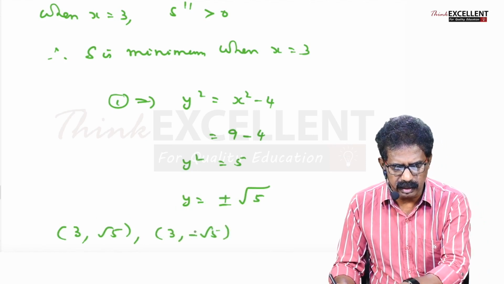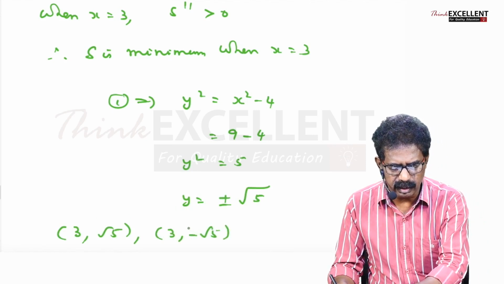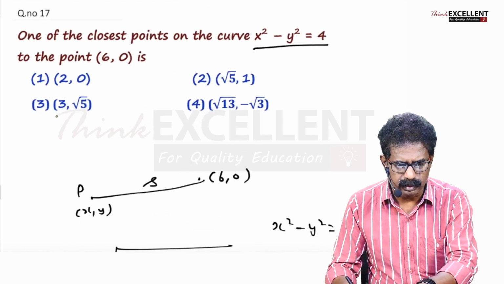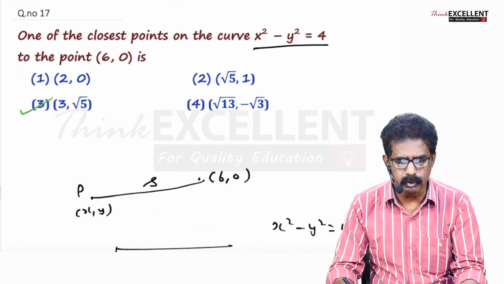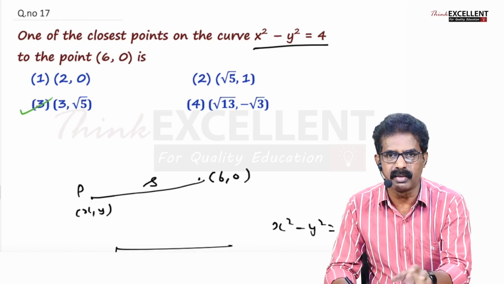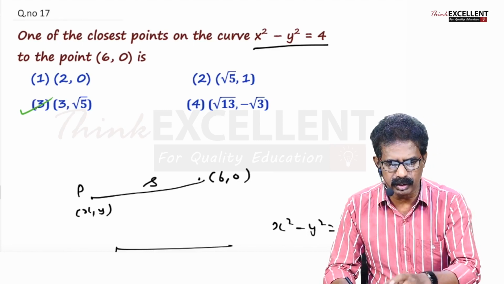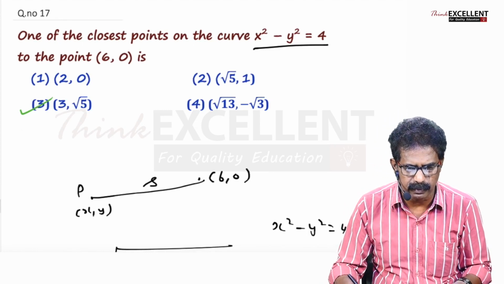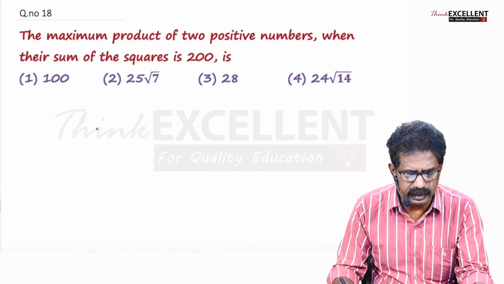So the points are (3, root 5) and (3, minus root 5). 2 points. So it's an objective question. Among the given options, take the best one. If it is a 2 mark or 3 mark question, you write all the steps. Now let's move on to question number 18.